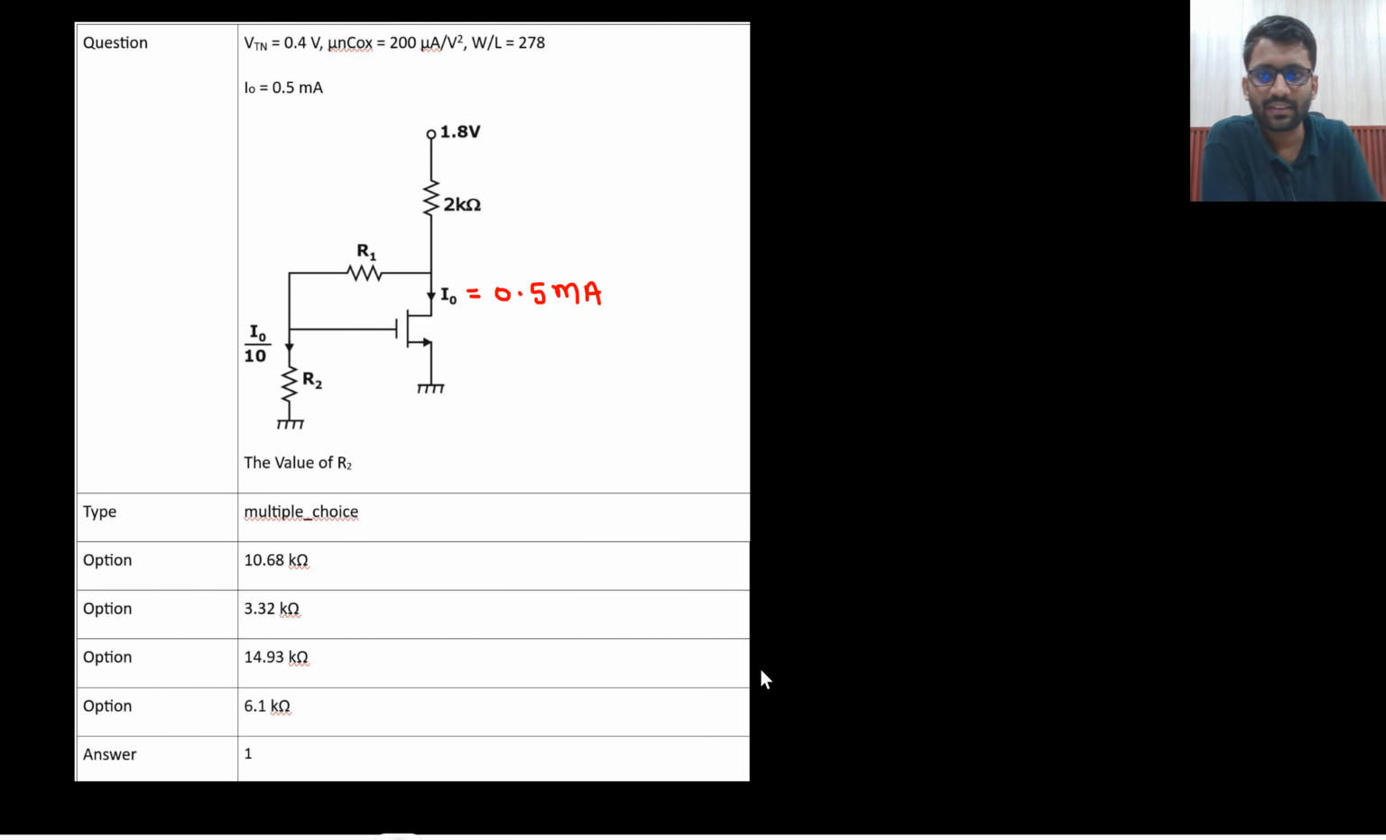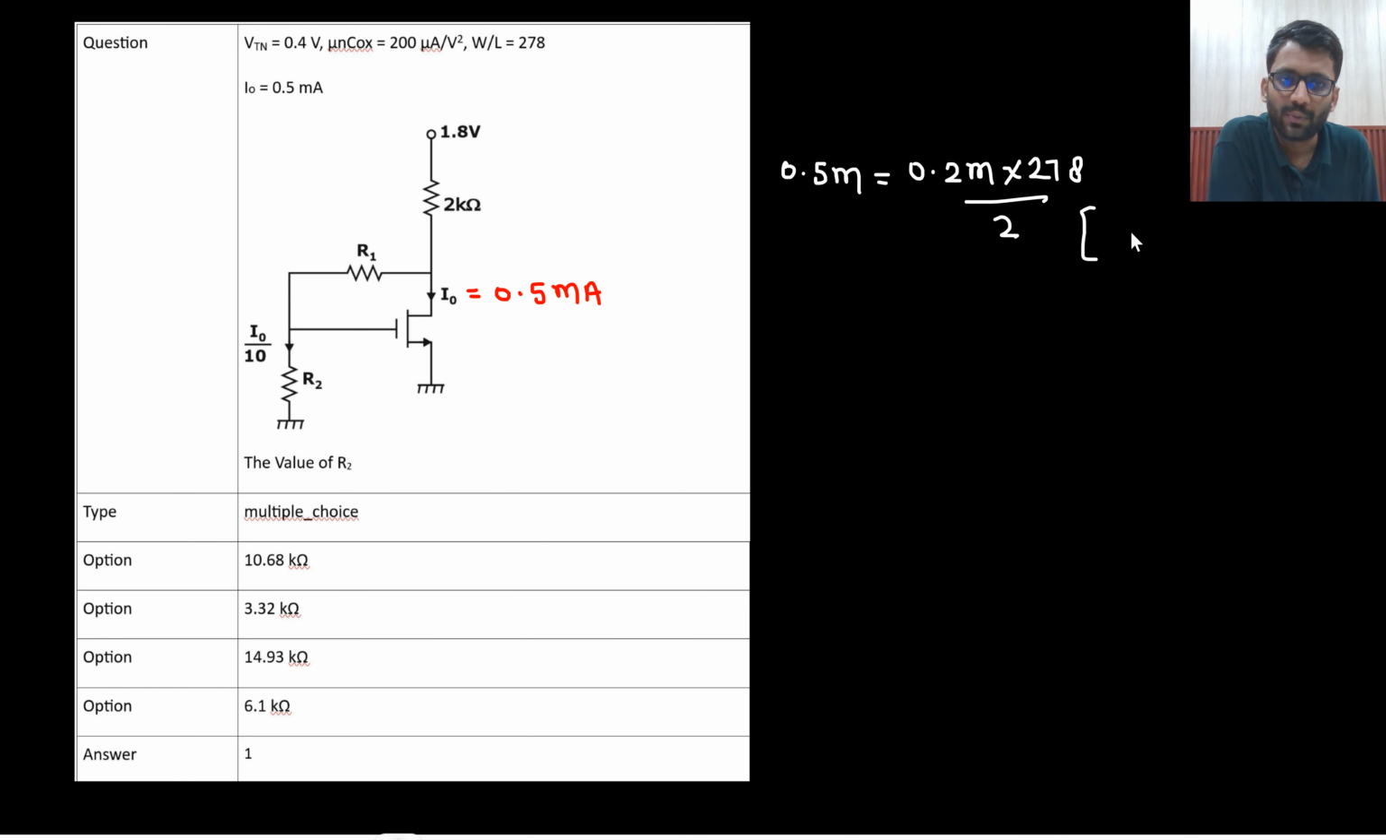How can I find VGS? I know the current, that is 0.5 milli. That would be equal to mu n Cox, that is 0.2 milli, into W by L, that is 278 by 2, into VGS that I need to find, minus VT. VT is 0.4. That's it. So it would be 0.5 by 278.